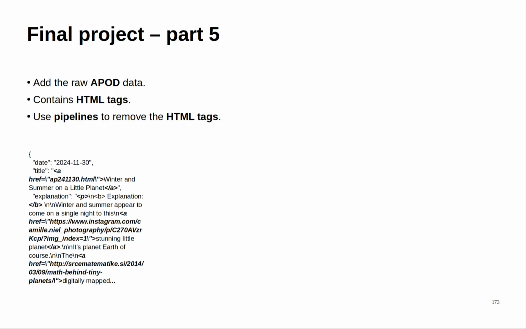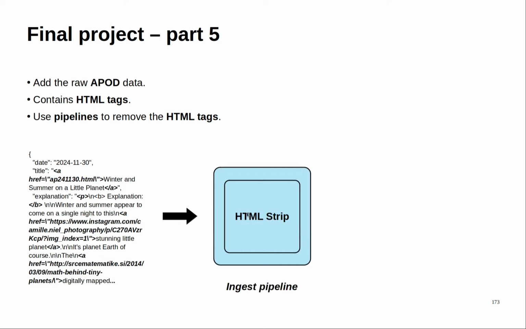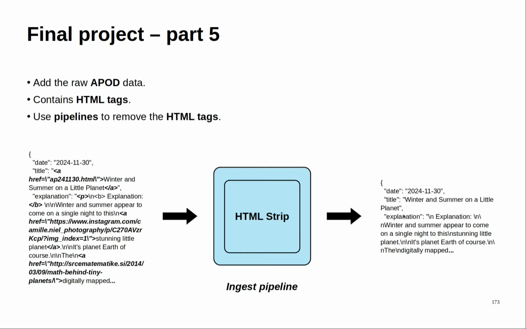Let me walk you through our data cleaning pipeline. We start with the original unprocessed document. We apply an HTML stripping processor to remove unwanted HTML tags. The result is a clean document ready for indexing. The pipeline approach allows us to transform raw data into a format that is more suitable for analysis and search. By using an HTML strip processor, we ensure that our data is free from HTML tags, making it more readable and easier to work with.